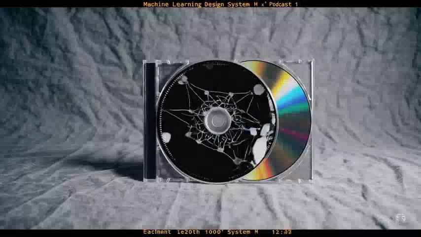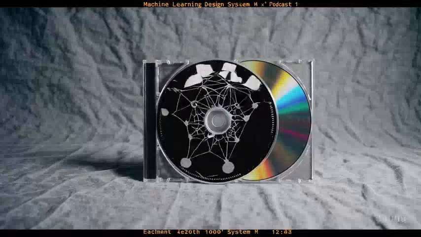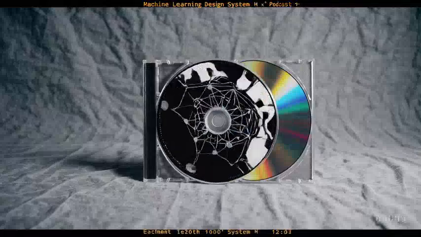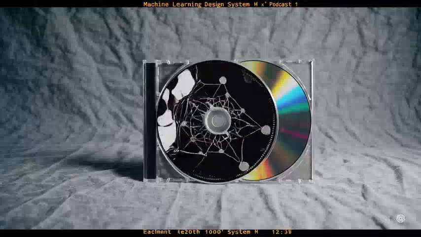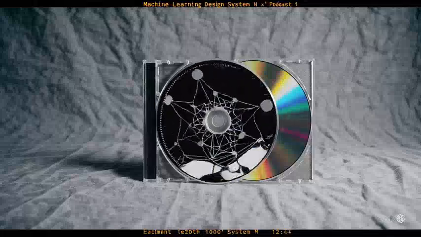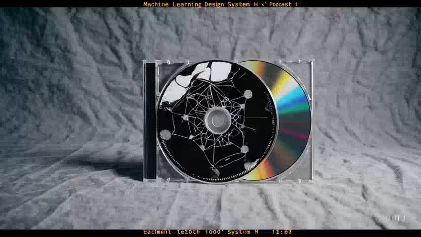And it gets more complicated when you have multiple teams using the same model. Huh? How so? Well, different teams might have different needs. Like, one team might prioritize speed, while another cares more about accuracy. Right. So like conflicting objectives? Yeah, exactly. It's a balancing act.